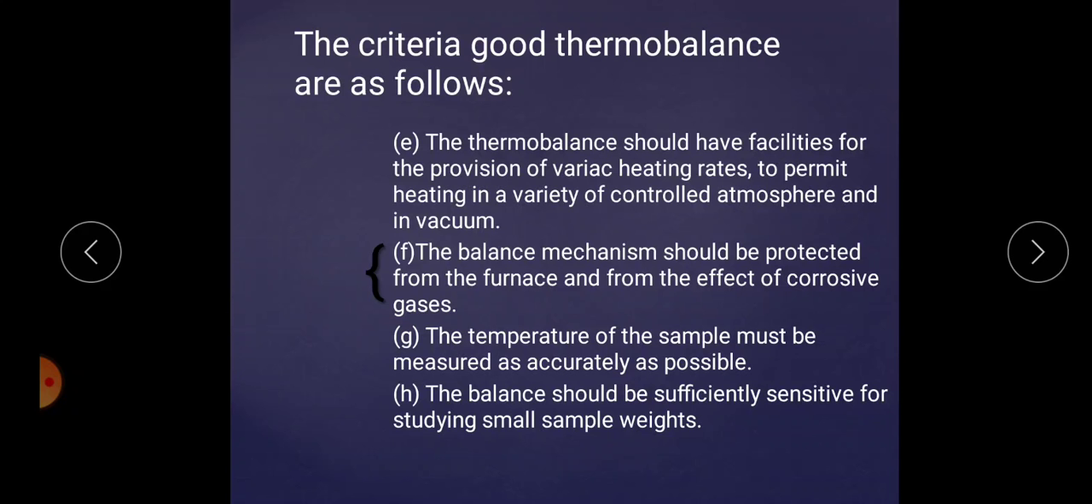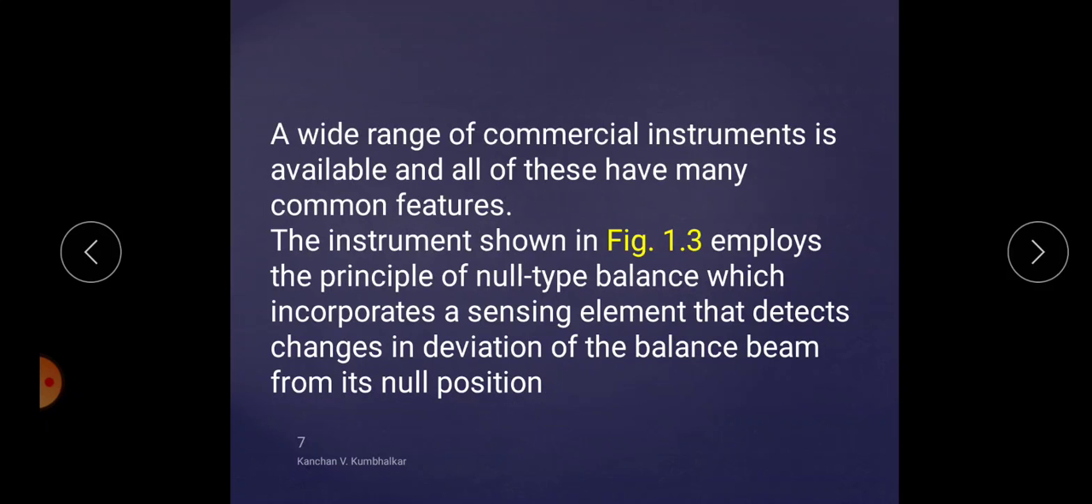And next point, the balance should be sufficiently sensitive for studying small sample weight. The same point as above applies here too. For example, a balance that measures the weight of big vehicles, if you try to measure something made of gold on it, it will not show accuracy and precision. So the balance should be sufficiently sensitive for studying small sample weight, as well as give accurate values. Okay, these are the criteria for a good thermobalance.